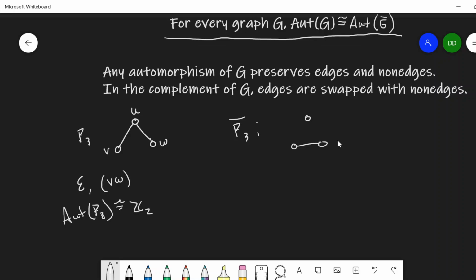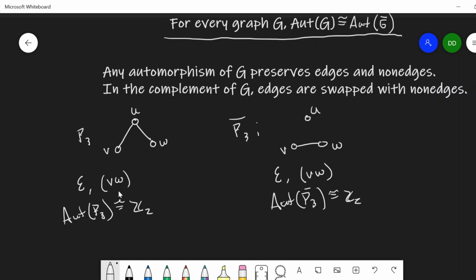Now let's take a look at P3 complement. Well, we have this vertex, I'll call this U, V, and W. Because we're looking at the complement, I should label these the same way. So now U has degree 0 rather than degree 2, but it's still the only vertex of degree 0, and so it has to be sent to itself. So we have the identity automorphism, and then we can also swap V and W with each other. And so we get VW. So again, we get that the automorphism group of P3 complement is isomorphic to the integers modulo 2.